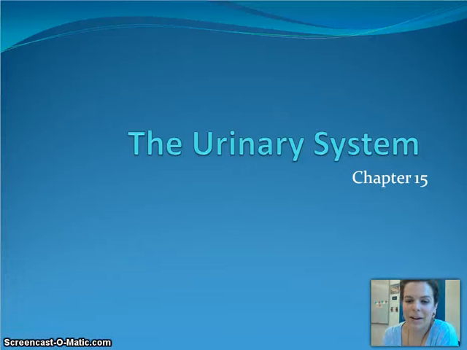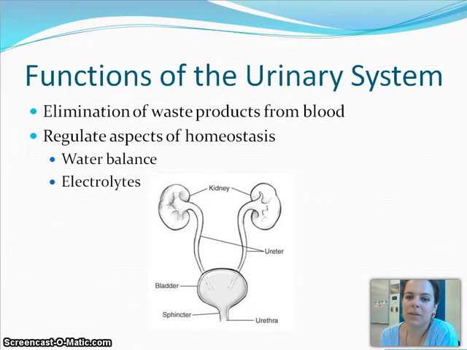Hi, these are the notes for the urinary system, which is chapter 15 in your book. As we discussed today, the two functions of the urinary system are to eliminate waste products from blood and to regulate homeostasis, things like water balance and electrolytes, salts, potassium, things like that.